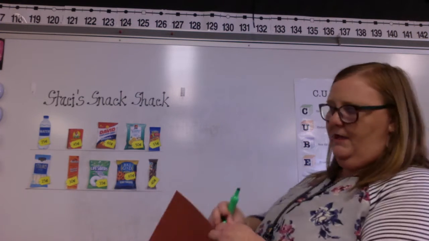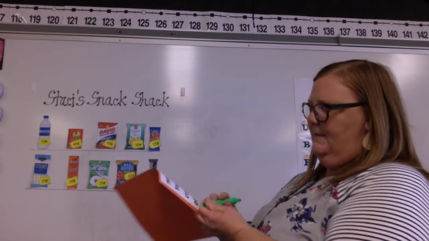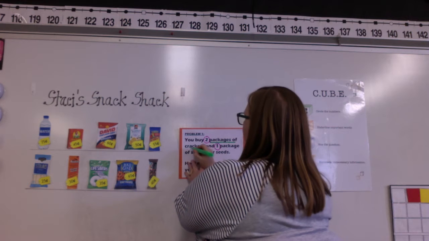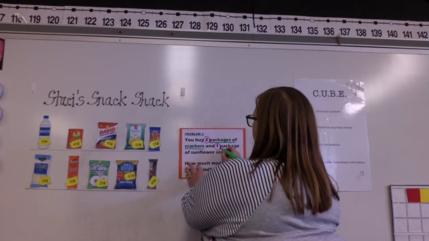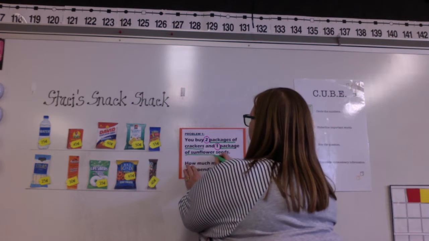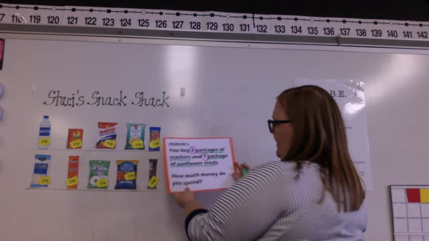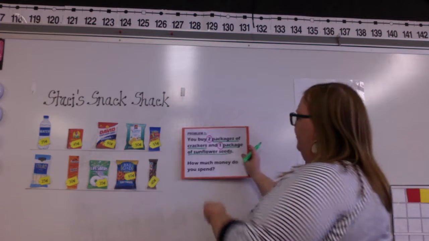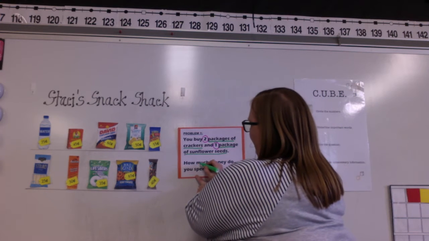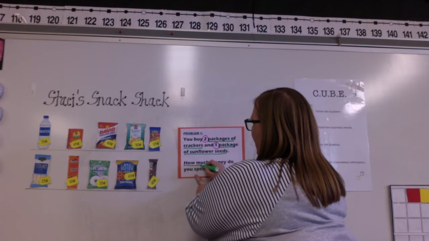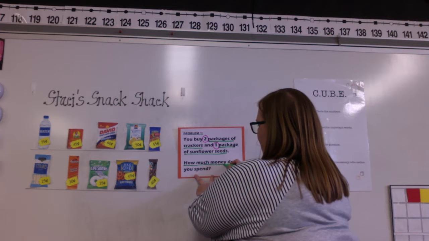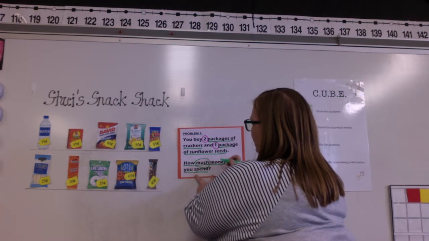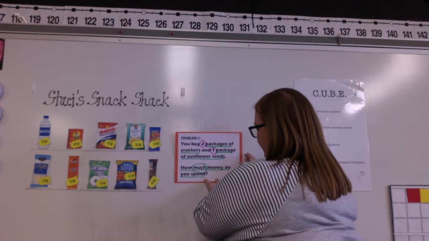The next thing I'm going to do is underline any important words. So I'm going to underline packages of crackers and 1 package of sunflower seeds. Okay, those are important things that I need to know. Oh, and another clue word I'm going to circle is how much money do you spend? How much? That's an important word too. Okay?